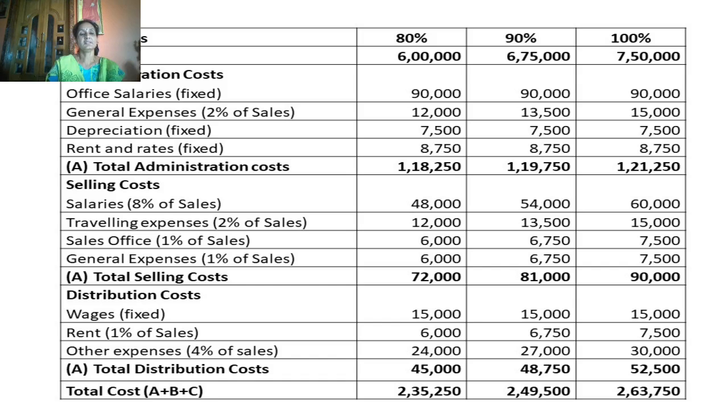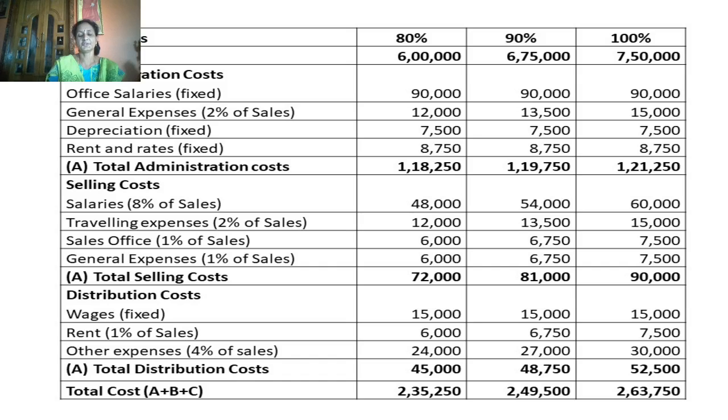General expenses, here it has been stated 2% of sales. So find out how much is 2% of 6 lakhs. You will get 12,000. 2% of 6 lakh 75, you will get 13,500. 2% of 7 lakh 50,000 will be 15,000. So here general expenses gets over. That is, you have taken 2% of sales.